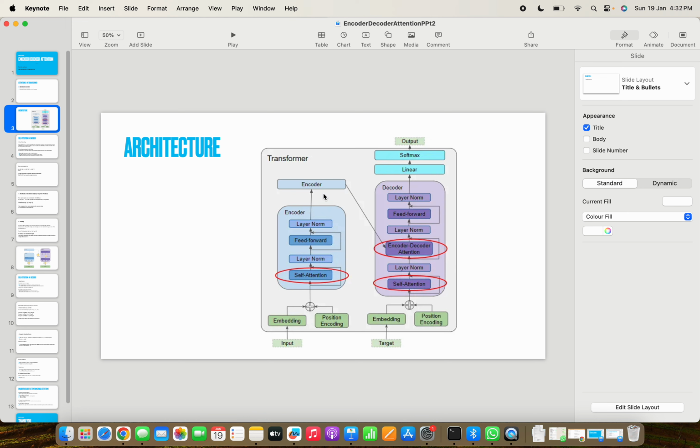But when the data comes out of the encoder, it goes to the decoder, and there is the concept of encoder-decoder attention. At the same time, you can see the target embedding coming up, combined with the positional encoding, and there is one more attention, called the self-attention layer, followed by the linear and the softmax for the normalization, and then there is the output.